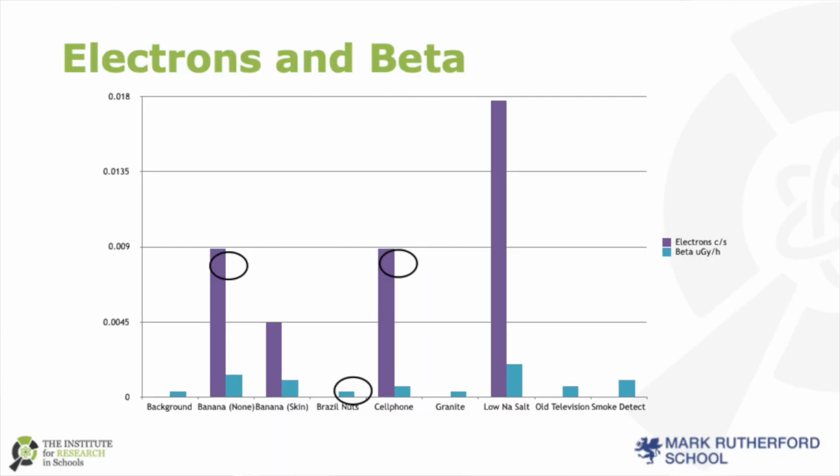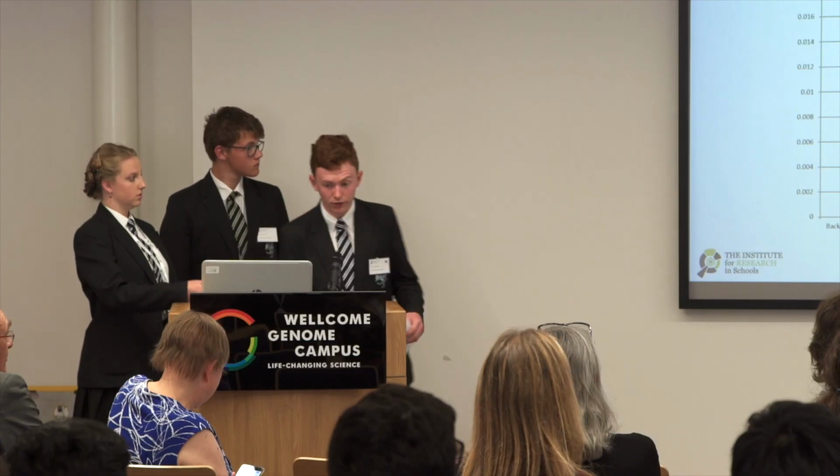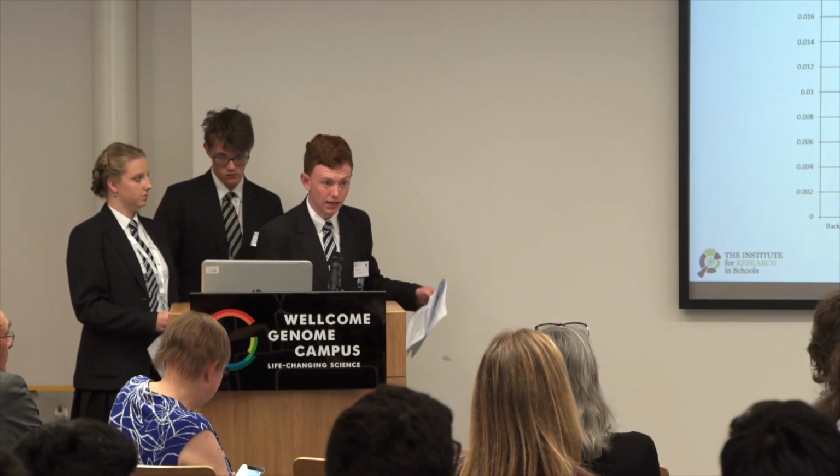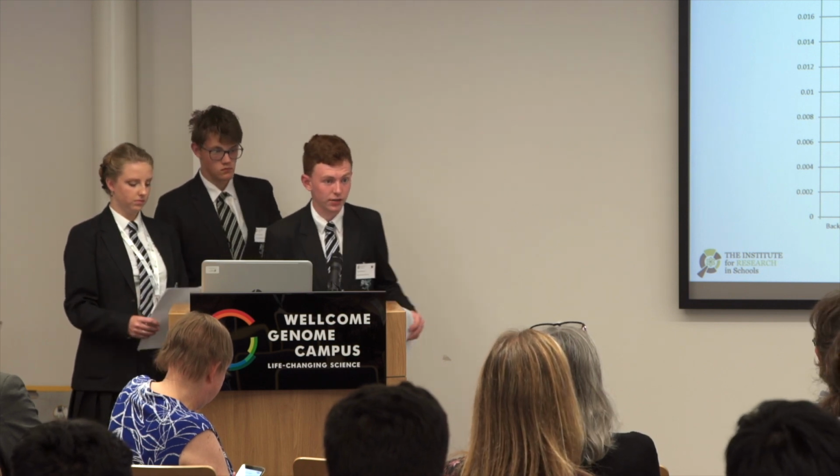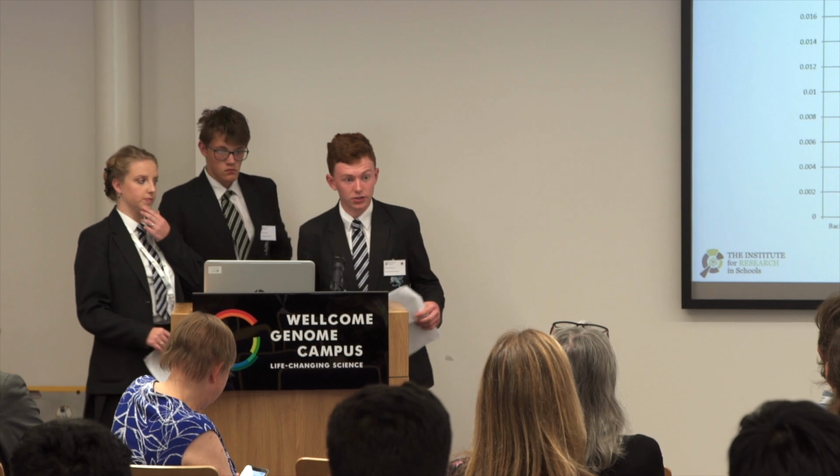Our second graph shows in more detail beta and electron readings. Now, the most surprising for us was probably cell phones. As you can see, they emit the same amount as bananas, which overall was not very surprising as we all know bananas are a source of radiation. Cell phones emit roughly the same amount of electrons, however they emit slightly less beta.